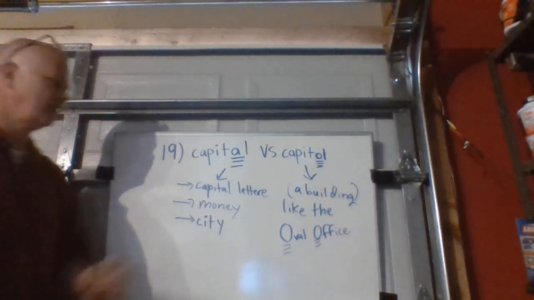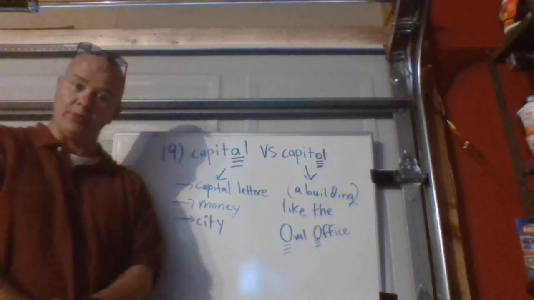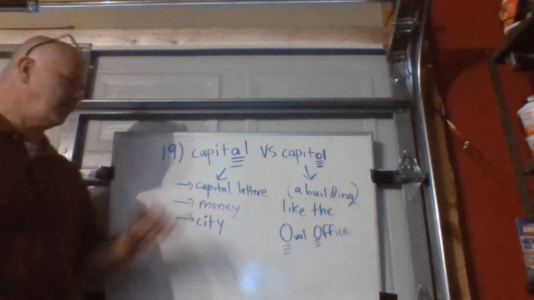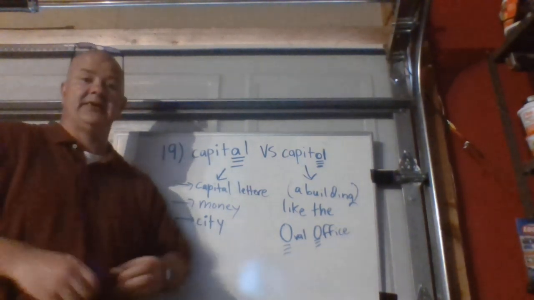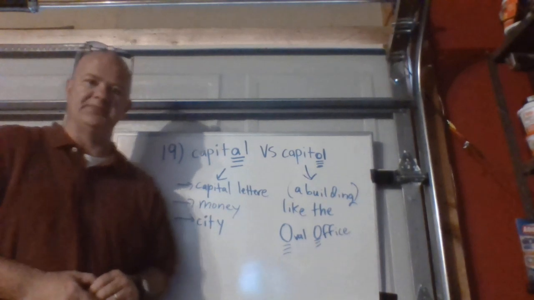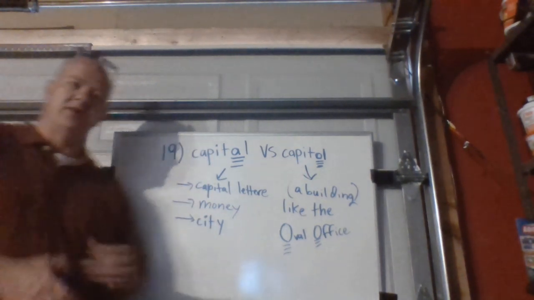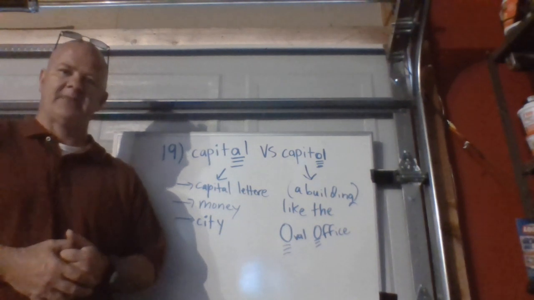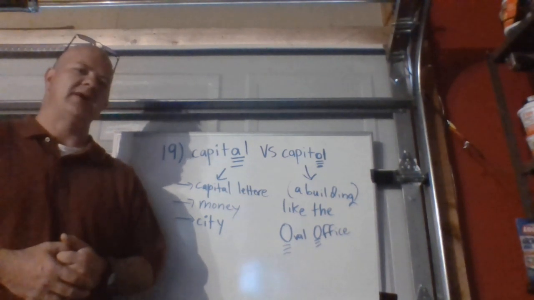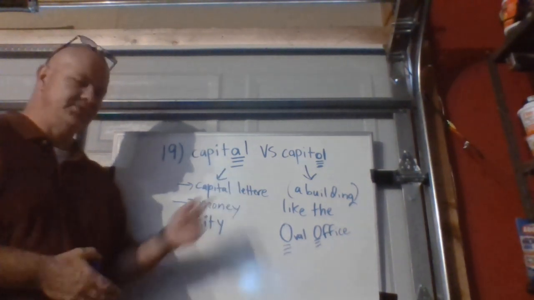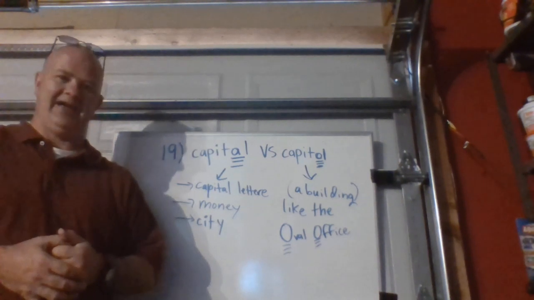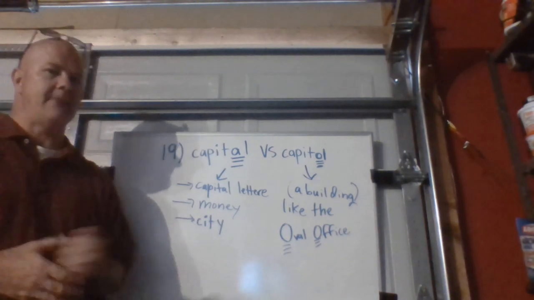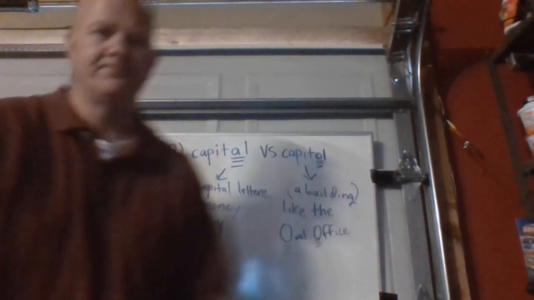This is used when we're talking about a capital letter. It's also used when we're talking about money. I need capital to start my business. It's also used to refer to cities. If I said the capital city of Nebraska is Lincoln, I would have to use the one that ends with A-L. So capital versus capitol.